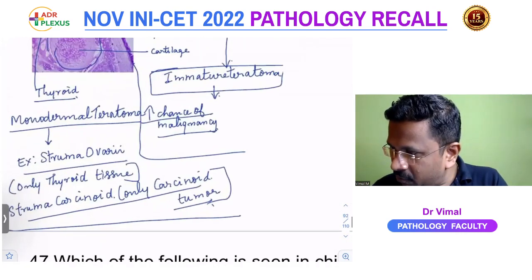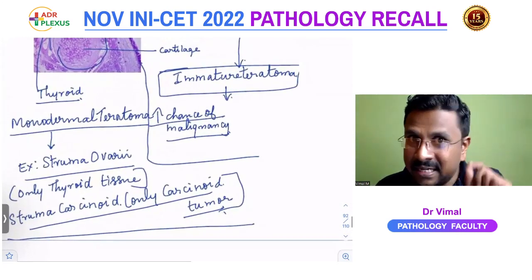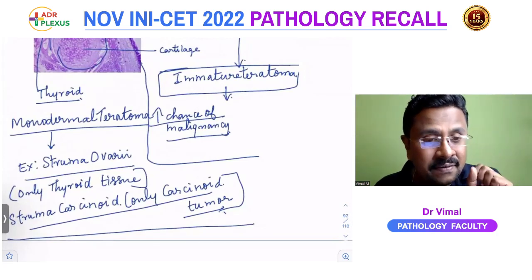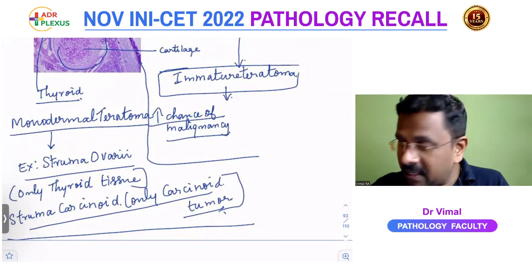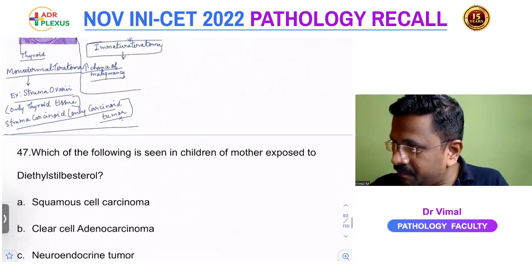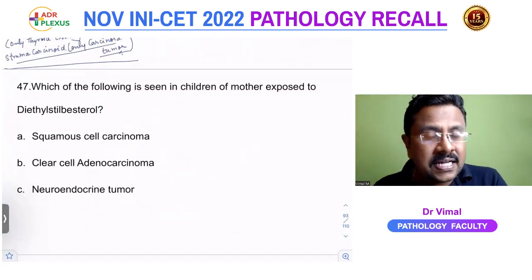And just remember, monodermal teratoma, that is a single teratoma, single germ layer derivative, that is struma ovarii, thyroid will be there, and strumal carcinoid, only carcinoid tumor will be there. And this is also the case which we discussed during our workbook discussion.